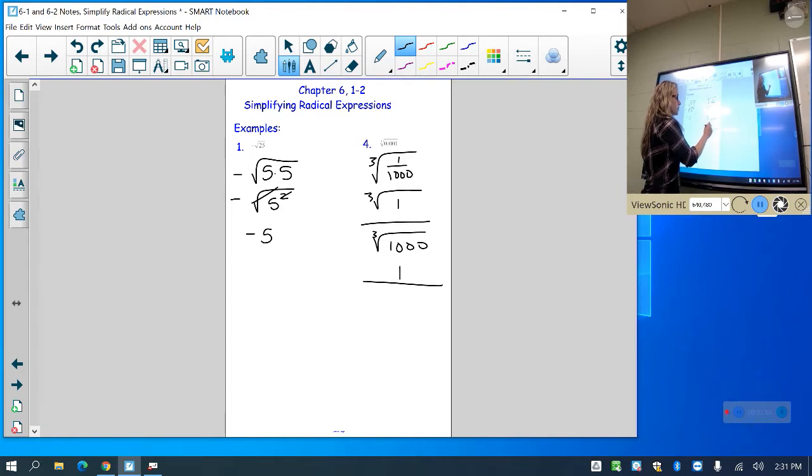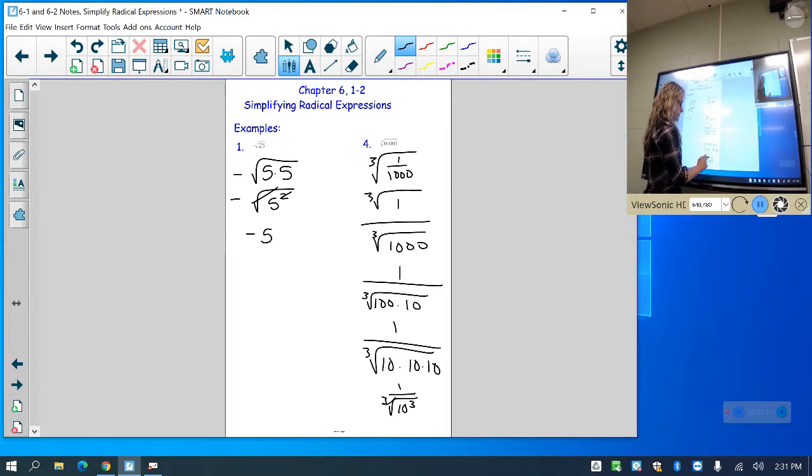Cube root of 1 is 1. Cube root of 1,000, well, if you're not sure, go ahead and break it down. That's just 100 times 10. And 100 is 10 times 10, so I have the cube root of 10 times 10 times 10, which is the cube root of 10 cubed, which is just 10. Cancel, cancel, 1/10. If you plug this into a calculator, you get 0.1, which is 1/10.